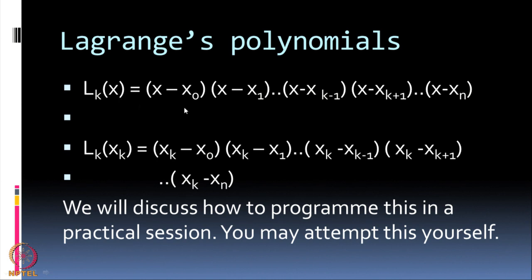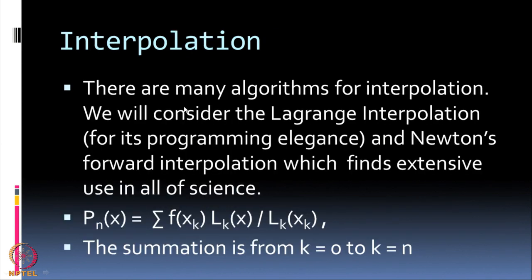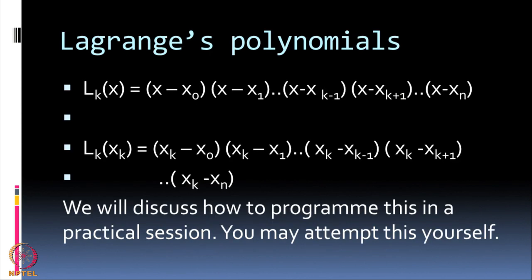So, what is Lagrange's polynomial? As I have given on the last slide, it is the sum of f(xk) into Lk(x) divided by Lk(xk). This is my polynomial function. We will discuss how to program this in a practical session. I would want you to practice this yourself, because if I have n factors, I am sure you can determine the polynomial Lk(x) at different values of x in the range between x0 and xn. This is just a product of polynomial factors. You know how to calculate the product of variables, so you can do this in your own program.